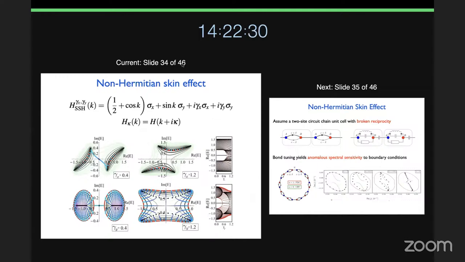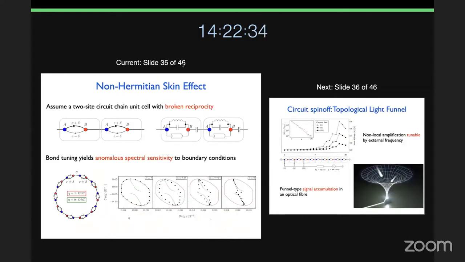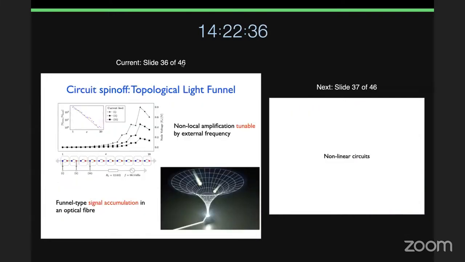Okay, we did a lot of non-Hermitian skin effect. We had the first experiment on non-Hermitian skin effect, but I won't get into this. That was a paper from 2020. And with Alex Samite, we also used these circuits as a starting point to investigate an optical fiber realization of non-Hermitian skin effect that would serve as a topological light funnel. That again was in 2020. So we're still 4 years past from the present.